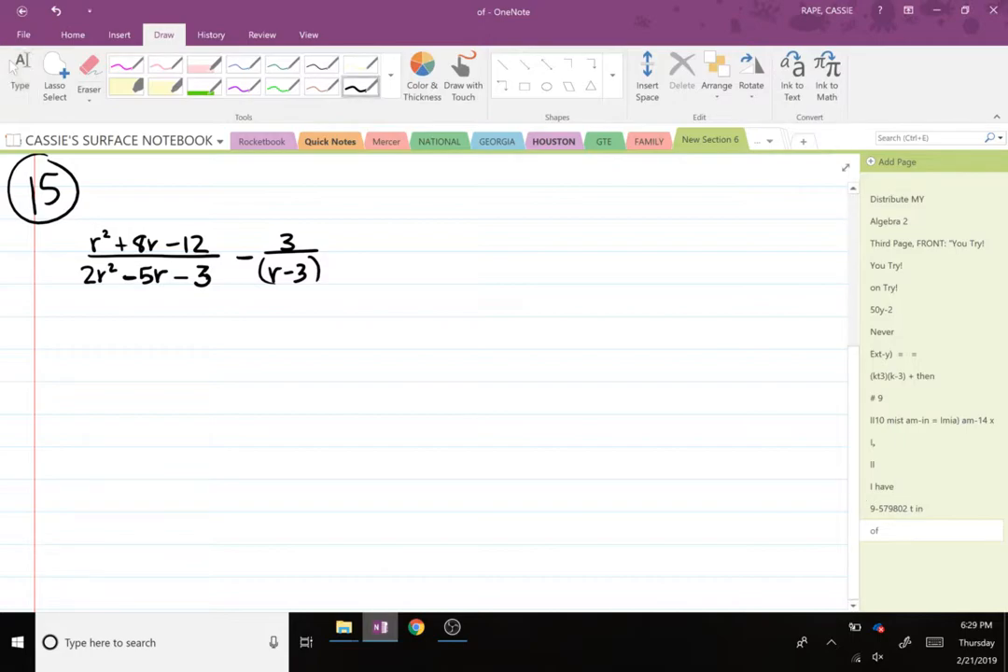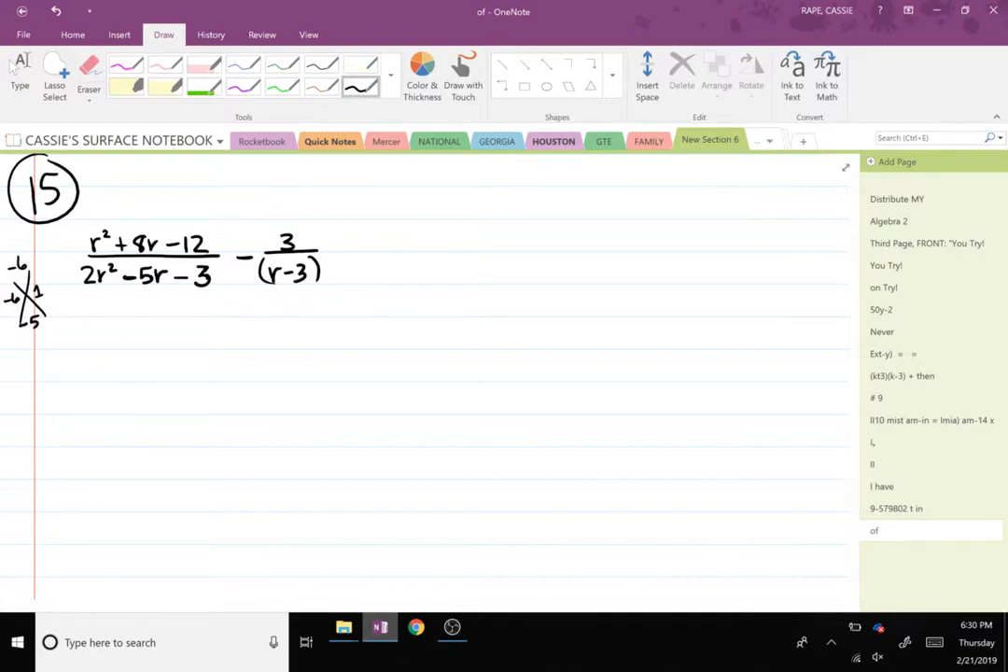The first thing we're going to do is factor 2r squared minus 5r minus 3. So I'm looking for the factors of, remember, 2 times negative 3 is negative 6, that add up to negative 5. And I believe the factors would be negative 6 and 1, correct? Because negative 6 times 1 would give you negative 6, but negative 6 plus 1 would give you negative 5.